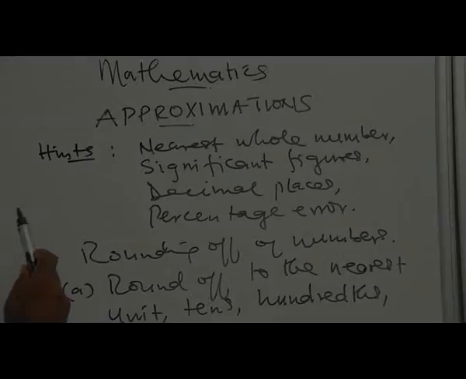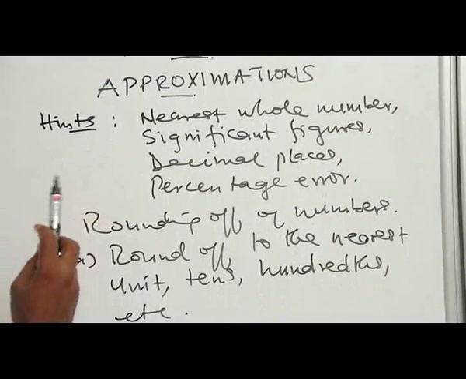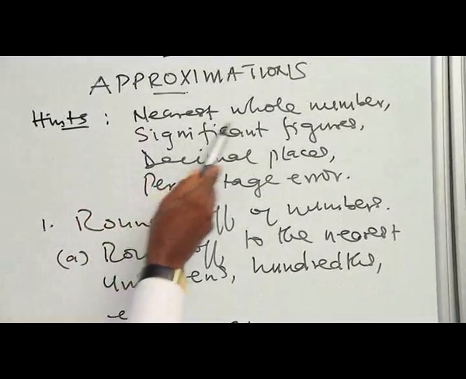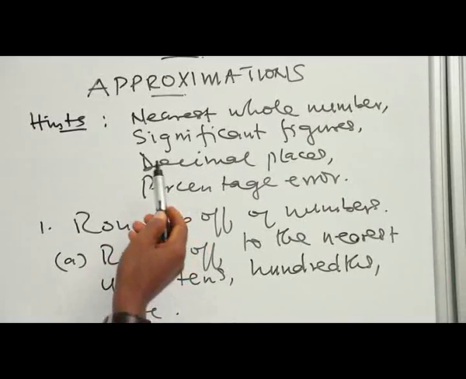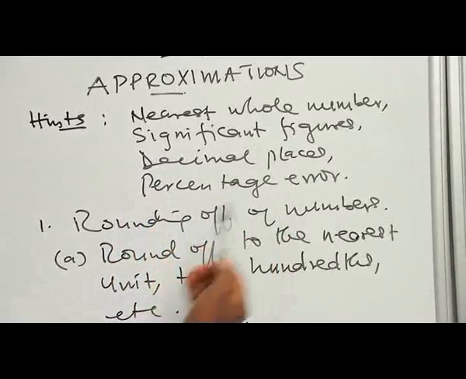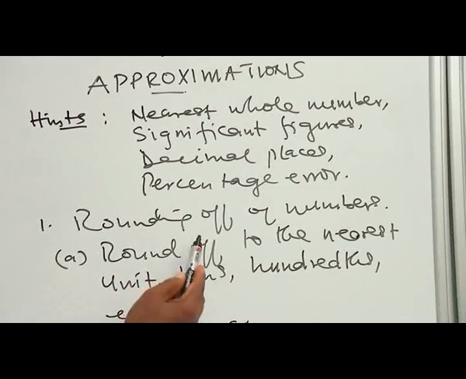Today we are going to be looking at approximations. Approximations here involve rounding off numbers, either to the nearest unit or whole number, or to the nearest 10, or the nearest 100, or to the nearest tenths, nearest hundreds, and so on and so forth. We are going to look at approximating to the nearest whole number, significant figures, decimal places, and percentage error.